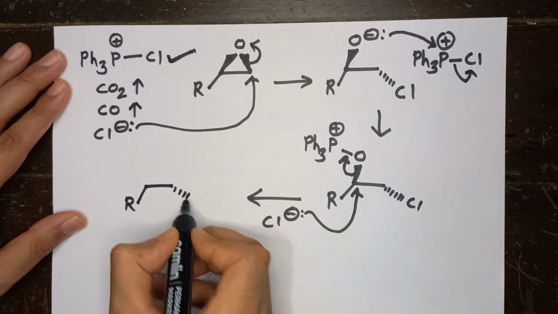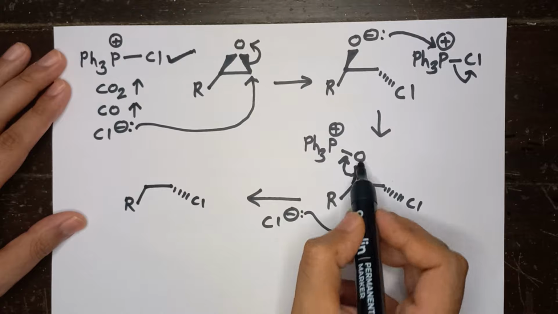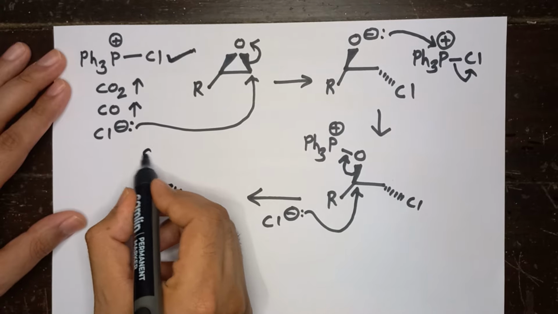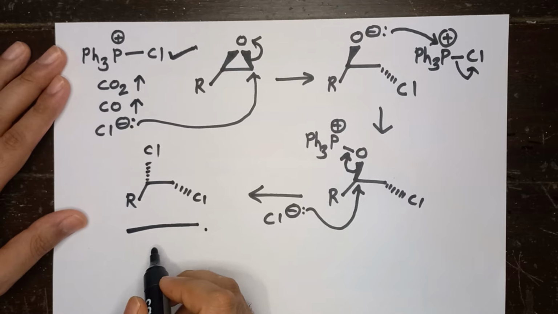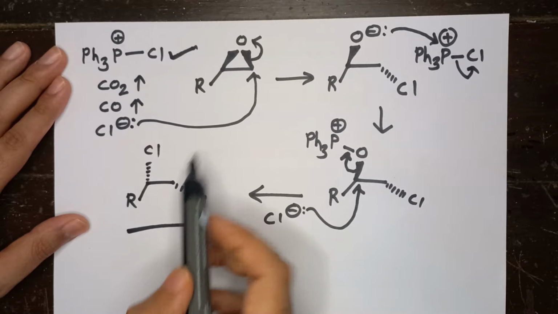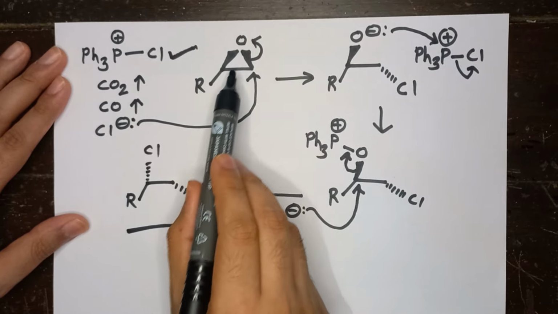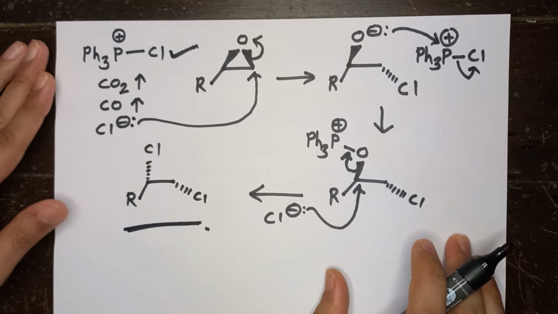So Cl is below the plane. This Cl is attacking from below the plane because this whole group is present above the plane. So you get Cl below the plane. And this is the product for your reaction, where both chlorides are present below the plane, starting from the epoxide, which is above the plane. So this is the product for this reaction, and this is the reaction mechanism.